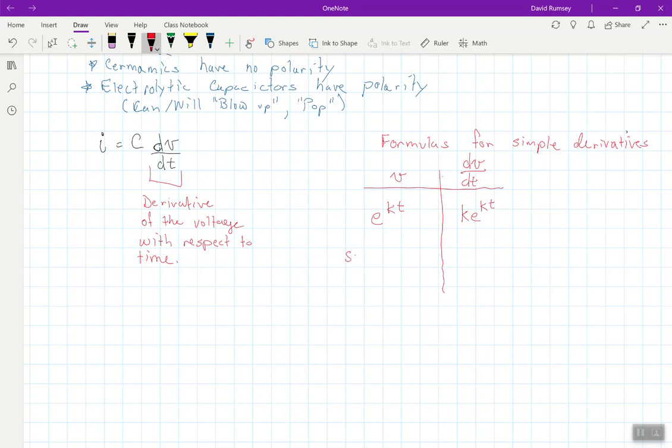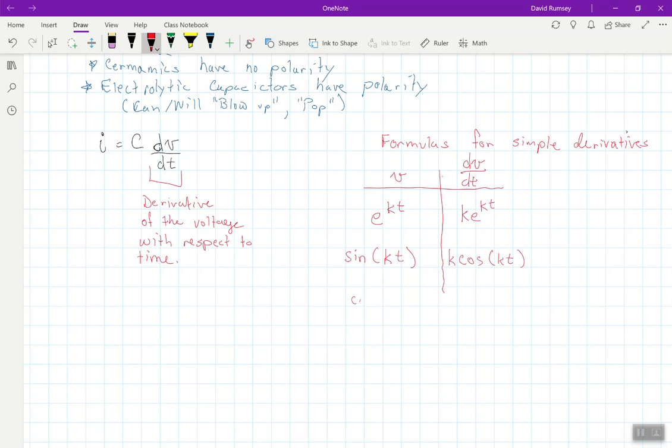What if we have the sine, and again, I'm going to write this as kt. Well, the sine of this becomes the cosine of kt. And I forgot there's a k out in front here. So it does change. It goes from a sine function to a cosine function. But then again, I just pull that k out in front here.